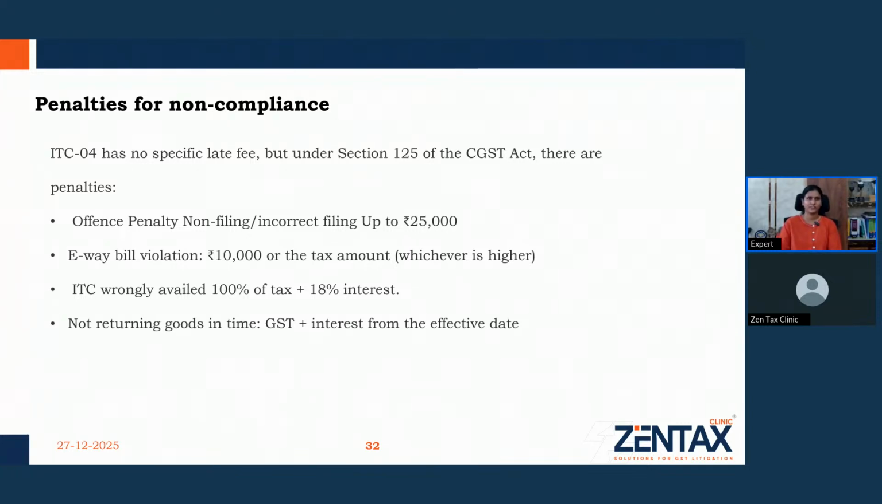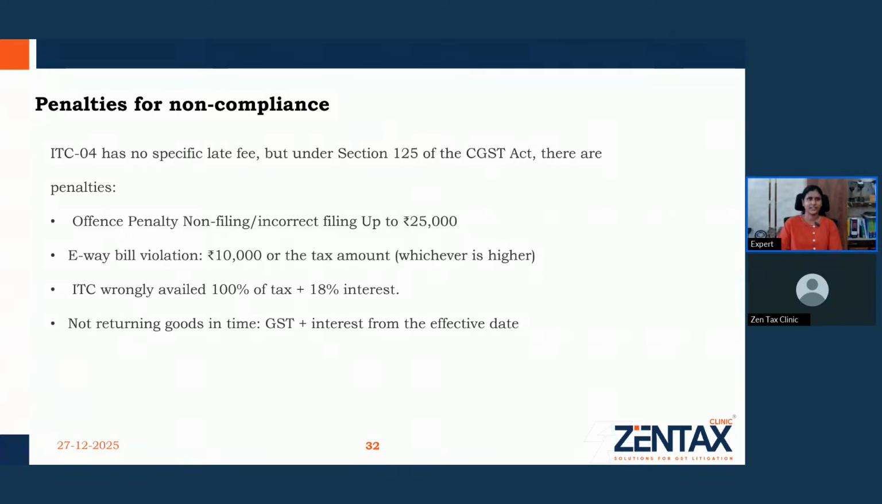Now we will see the penalty provisions for violation of any job work provisions. We all know a person who is sending goods on job work needs to file the ITC-04 form. But this ITC-04 form has no specific late fees; the general penalty provisions under Section 125 of the CGST Act shall apply. Under this, for non-filing or incorrect filing of ITC-04, a penalty of up to 25,000 can be levied.